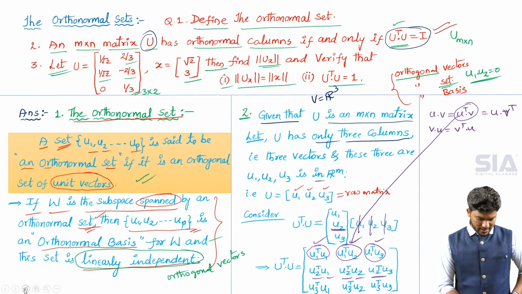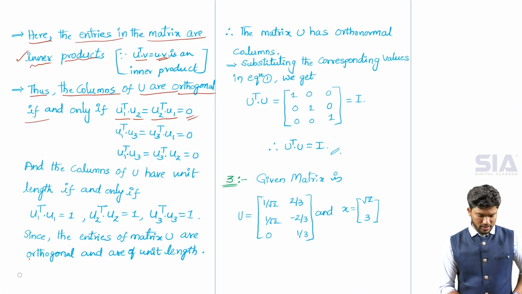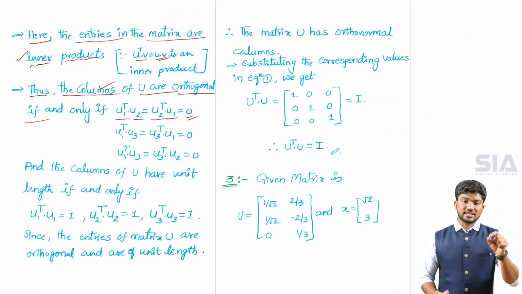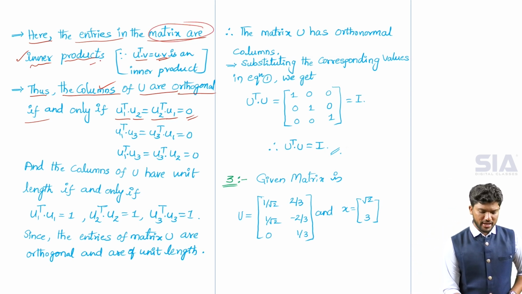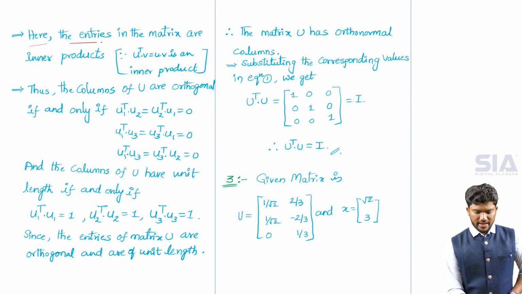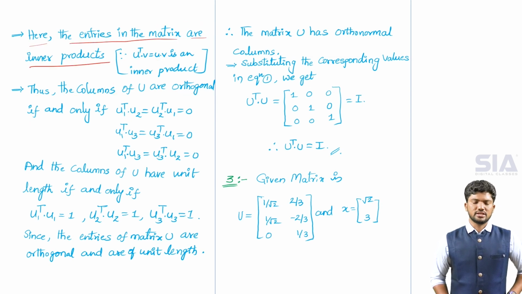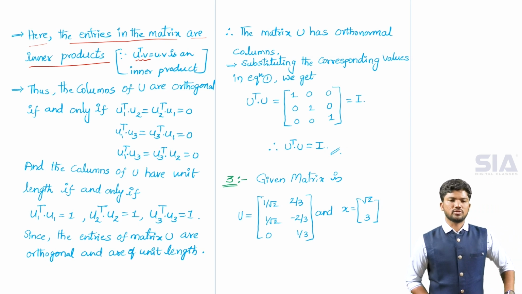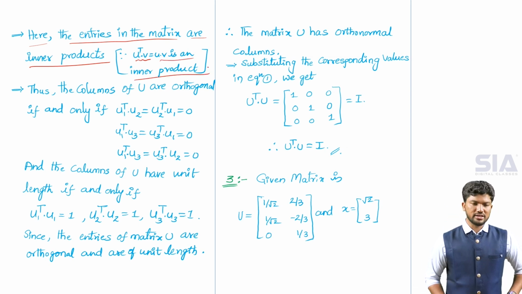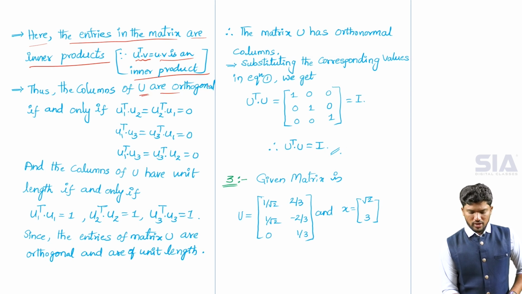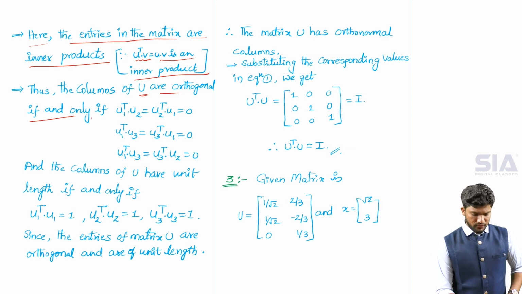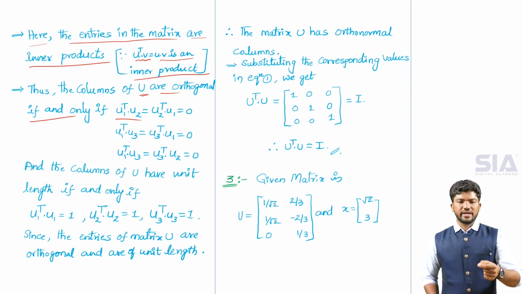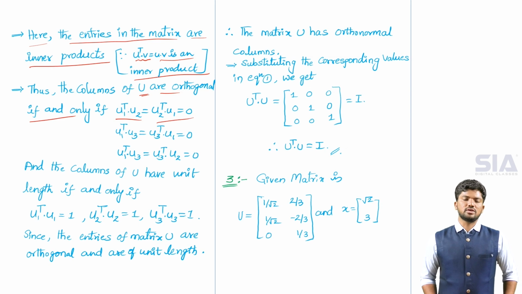So therefore clearly we can do the process. According to orthogonality, and those columns being orthonormal columns, the entries in the matrix are inner products. So U transpose into V is equal to U into V, an inner product. Thus the columns of capital U are orthogonal if and only if U1 transpose into U2 equal to U2 transpose into U1 is equal to 0.